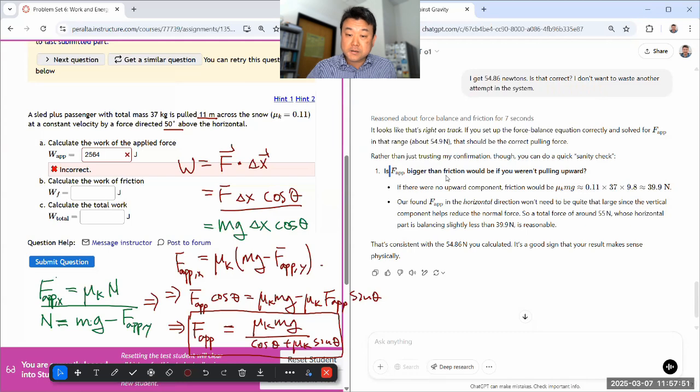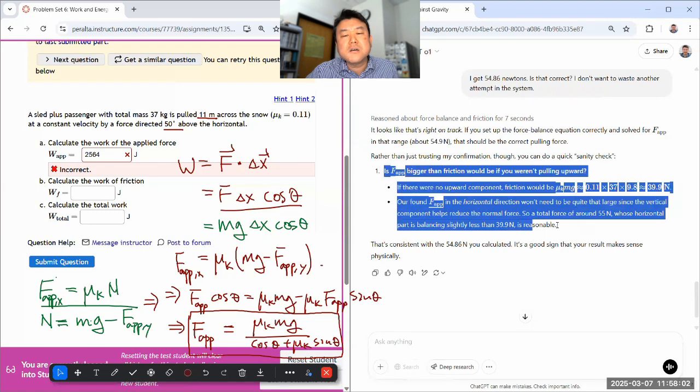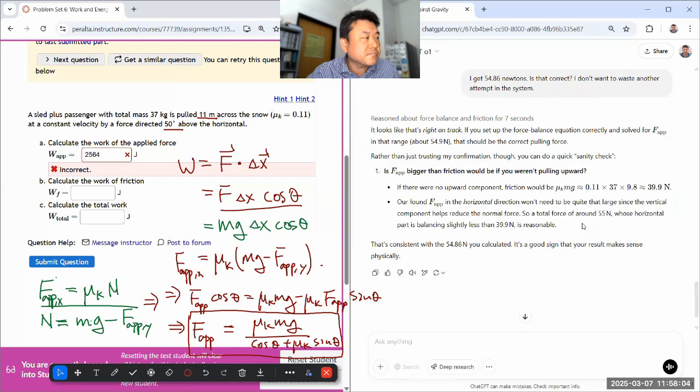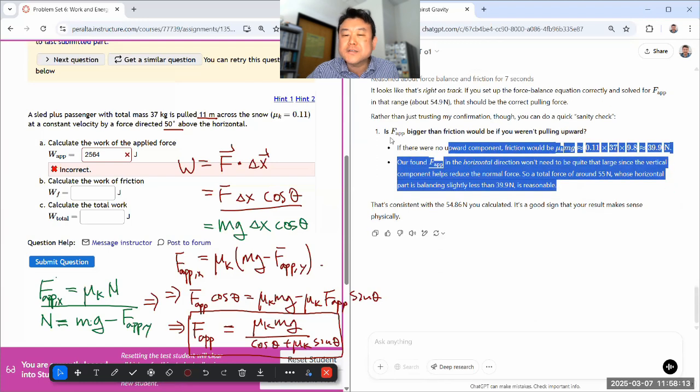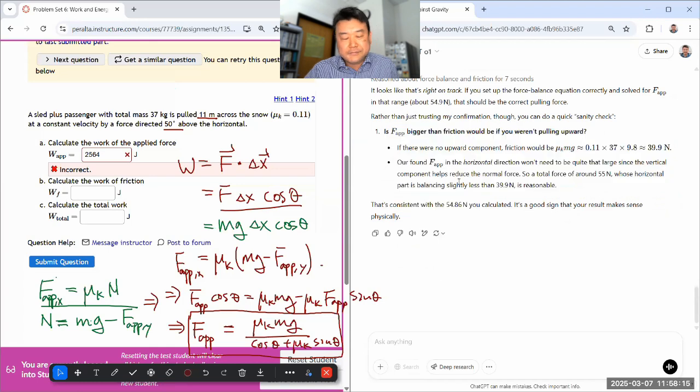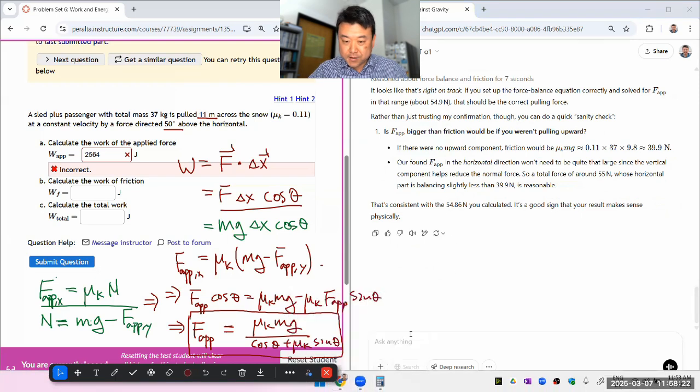So is it bigger than it would be if you weren't pulling upward? Well, I don't know if that's a good check. I think there's an angle at which it would be. I'm not sure if this is the check I would do. Let me move on. It says it sounds correct, so I'm going to assume it's correct, and take that expression.